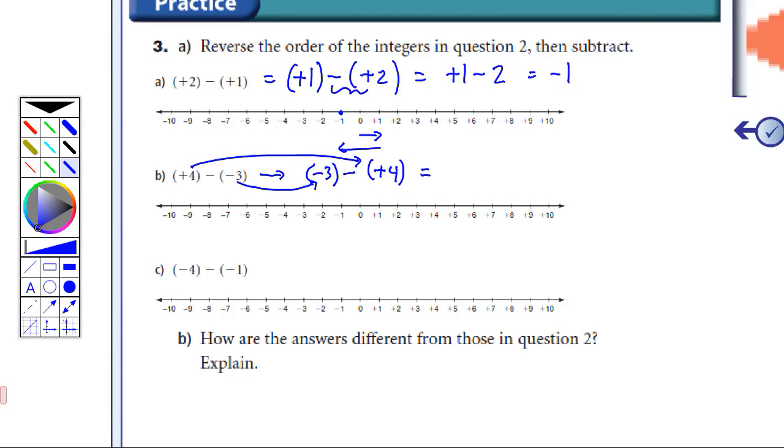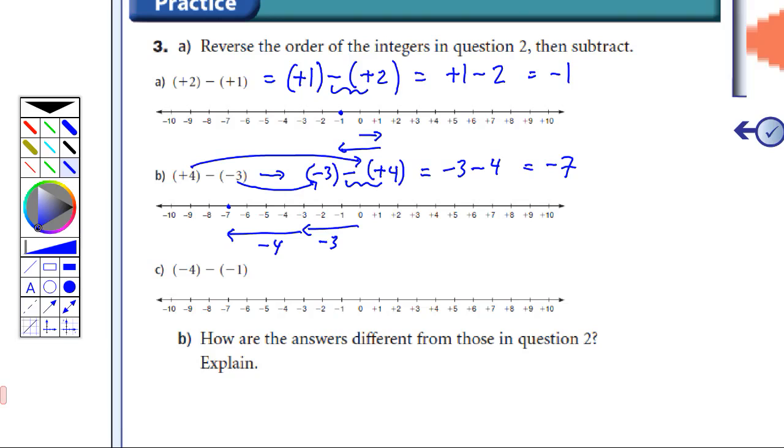Now let's rewrite it. First term stays the same, minus 3. Then we had a minus and a plus. That's going to turn negative into negative 4. So we go 0 down 3, so negative 3, and then down another 4, which brings us to negative 7.